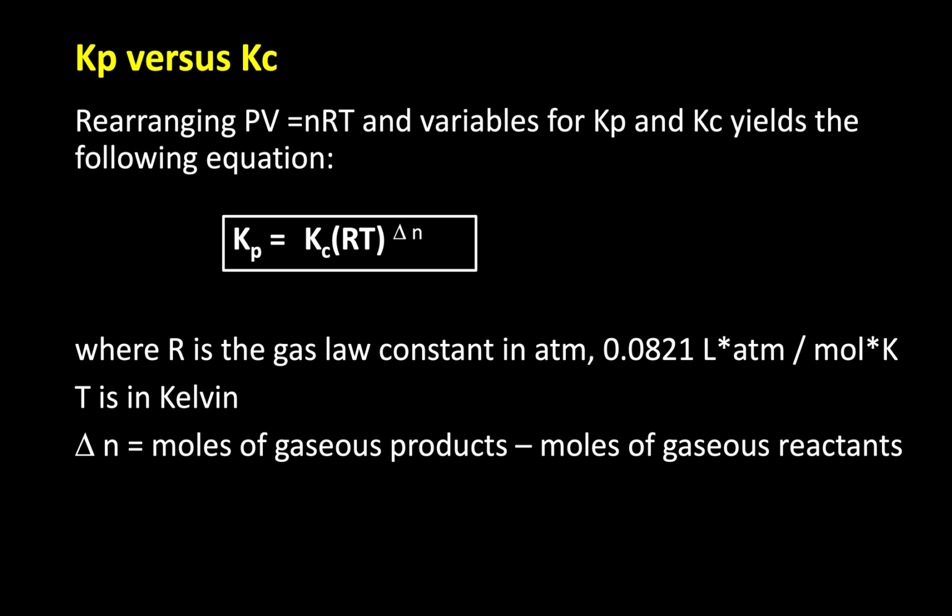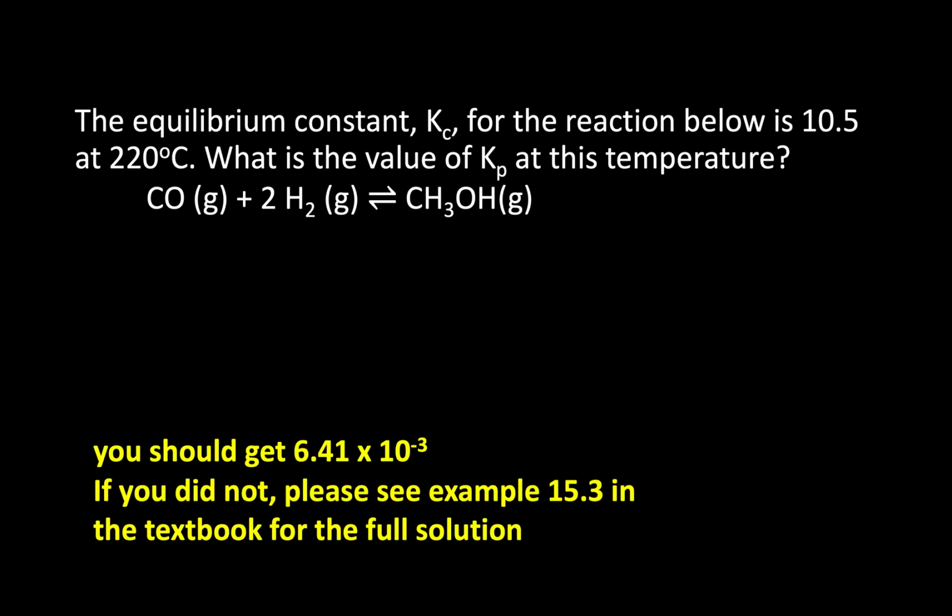Temperature is Kelvin, as always. The change in the moles is the moles of the gaseous products minus moles of the gaseous reactants. So products minus reactants, kind of like final minus initial. Okay, so if we want to calculate Kp, we just throw it into this formula and solve for the unknown. So please try that one for this problem. You should get 6.41 times 10 to the negative 3. This problem is worked out in your textbook. It's example number 15.3.